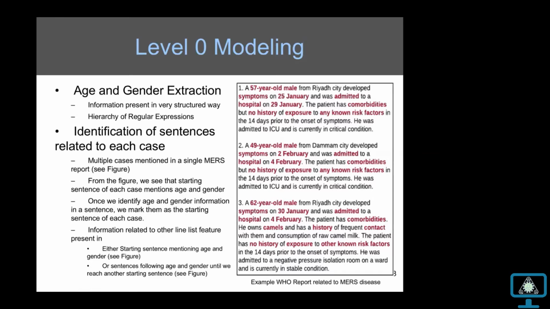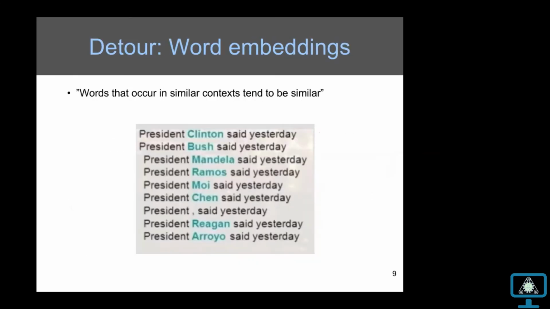And like I said, we'll get this out of the way because there's not much of complications that we encounter for extracting this piece of information. It's the other aspects that get more complicated. And to do this, I need to take a detour to explain what word embeddings are. And this is a whole topic by itself. I won't be able to do justice to it today.